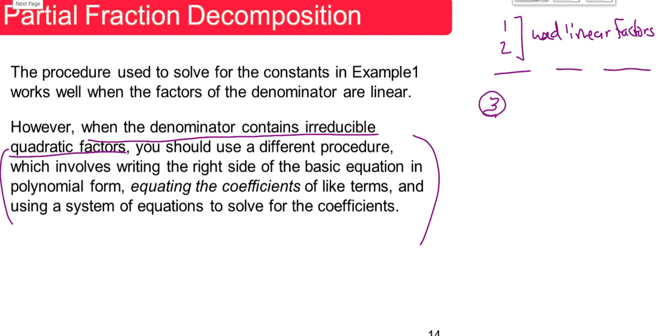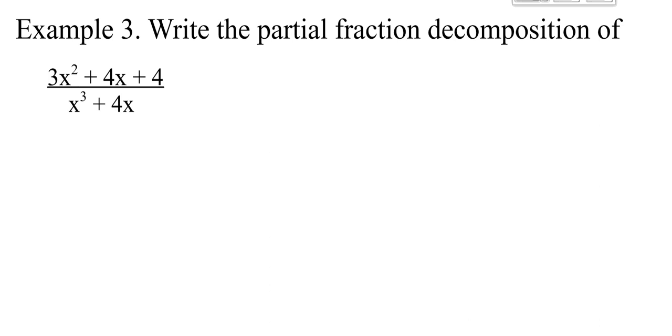So here's problem number 3. This is to write the partial fraction decomposition of 3x squared plus 4x plus 4 all over x to the third plus 4x. And after we do this one, we'll write ourselves that algorithm of how to do this. So think about your first step. It's the first step all the time. We're going to factor the denominator.